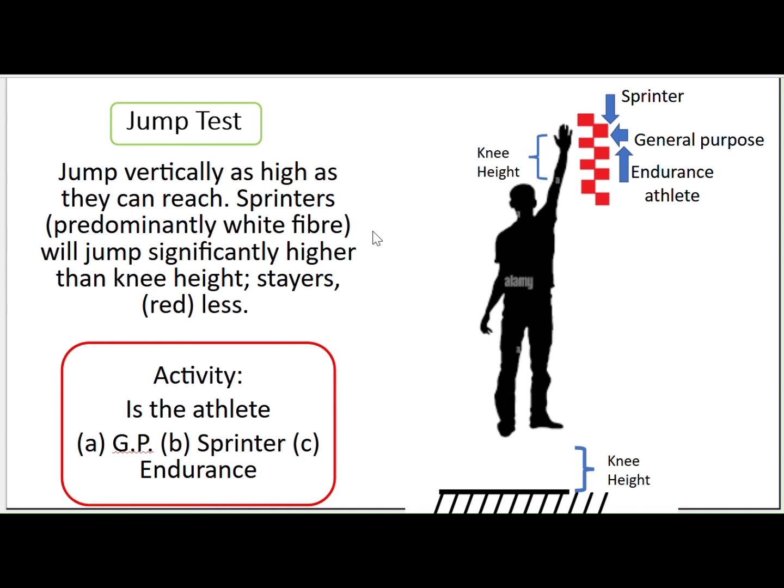Now, jump vertically as high as you can reach. Sprinters, which are predominantly wide fibre, will jump significantly higher than knee height. Stayers, that's your endurance athletes, somewhat less. So here we are. He's done his standing jump. His knee height here, and if he got to there, that's a general purpose athlete. He's jumped a little bit higher than that, so he's got some sprint aptitude. Anyone who can't get up to knee height will be an endurance athlete. There's no one thing better. Higher is not better. This is about identifying your aptitude.